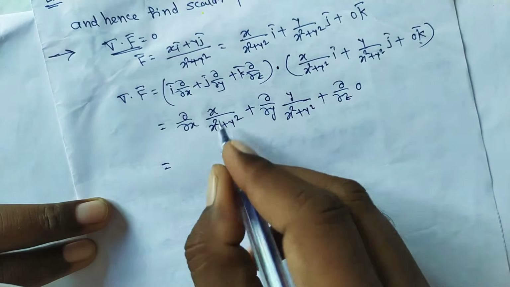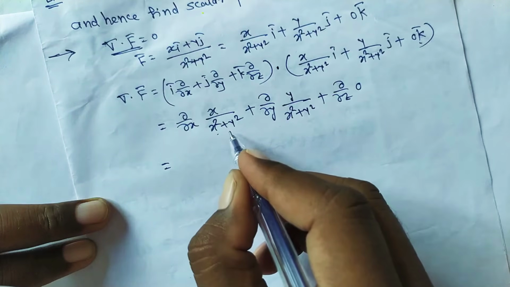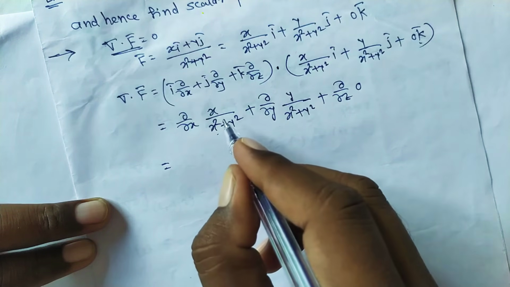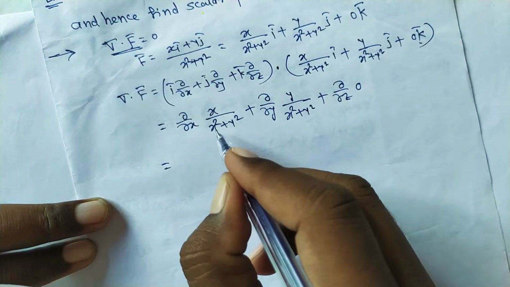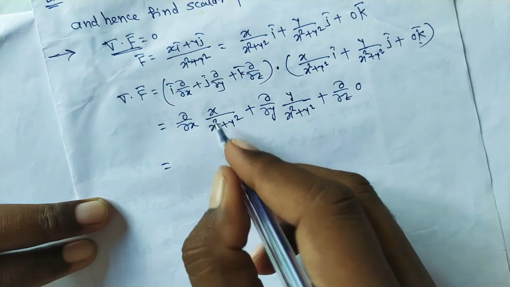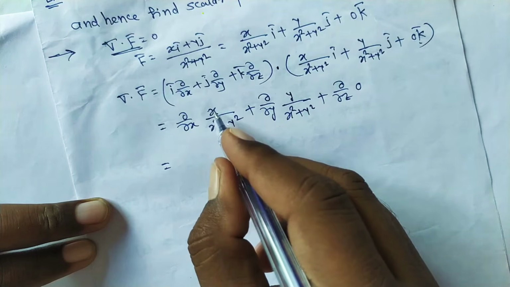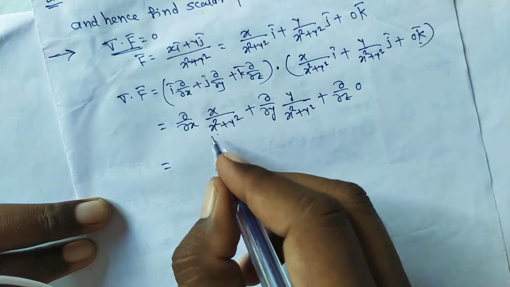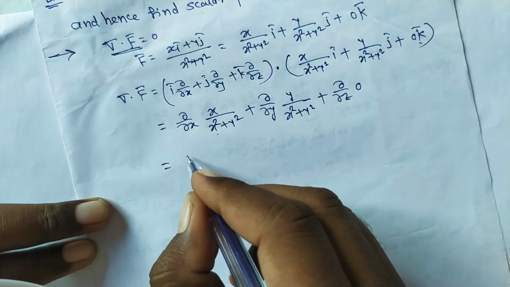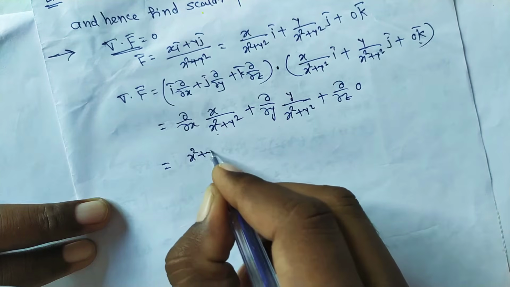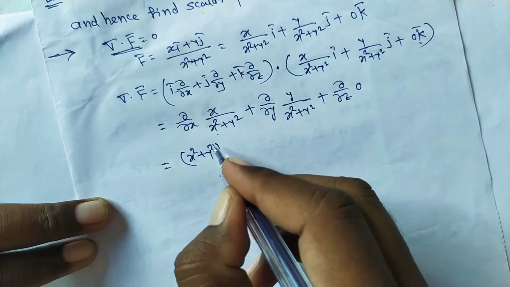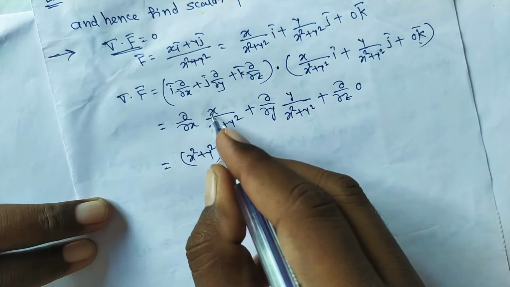Now how do we find the derivative of x upon (x square plus y square)? With respect to x we have to take the partial derivative of this function, and for that we use the u by v rule because x is present in the numerator as well as the denominator. So what is the u by v rule? First take v as it is, that is (x square plus y square), into the derivative of u. In the u by v rule, what is it? v into the derivative of u.